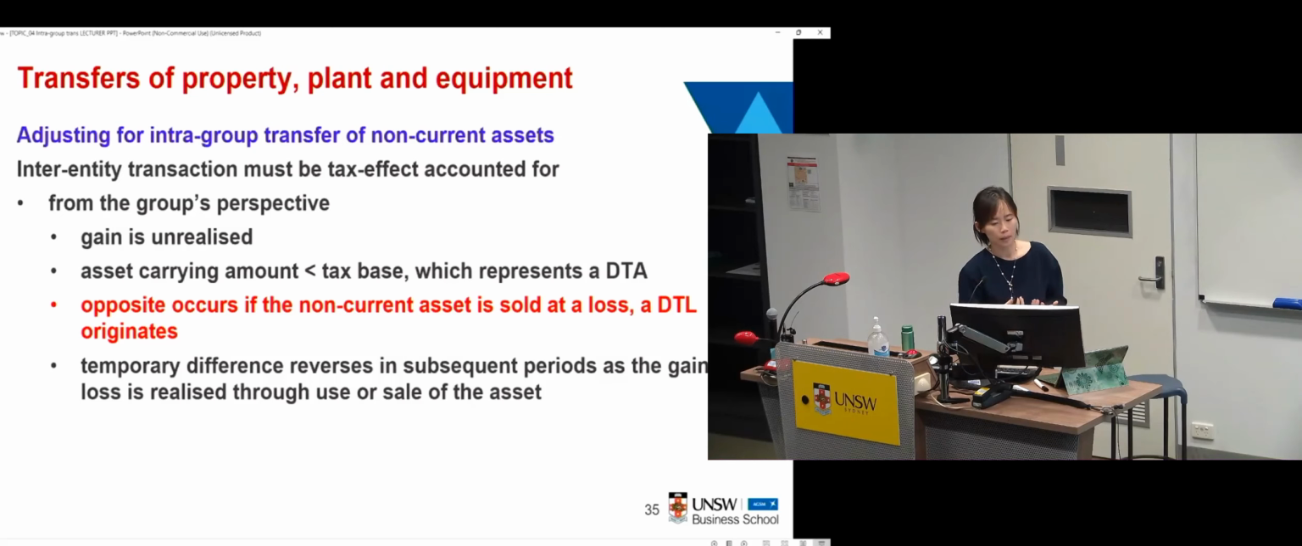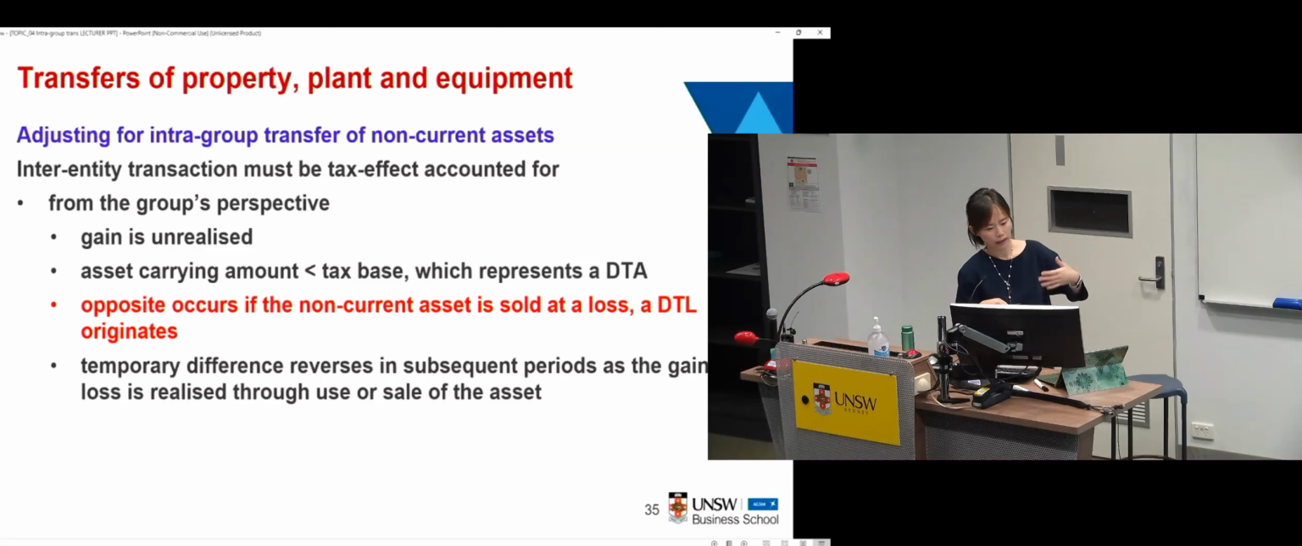Based on the assumption that the transfer price is above the carrying amount of the item sold, the seller therefore recognizes a gain, and that gain remains unrealized from the group perspective. Now, if the selling price is lower than the carrying amount of the item sold, then the seller records a loss on sale. And if it's a loss on sale, the adjusted carrying amount of the item will be greater than its tax base.